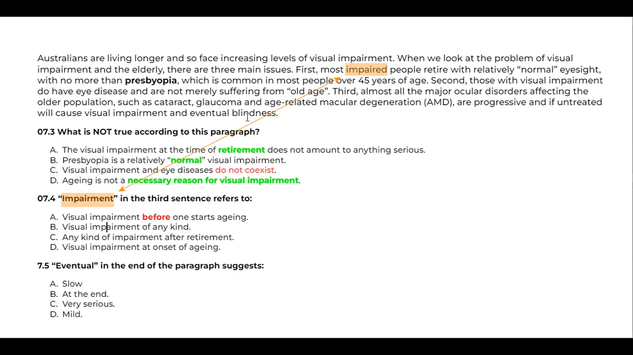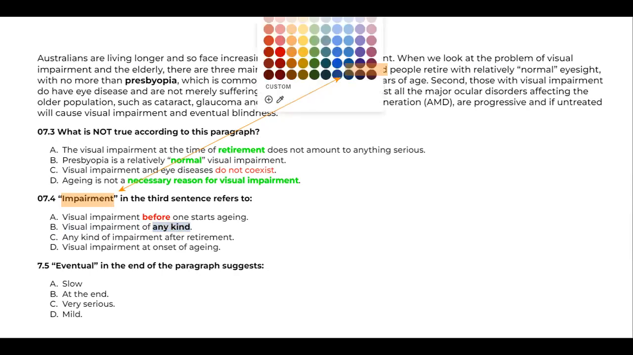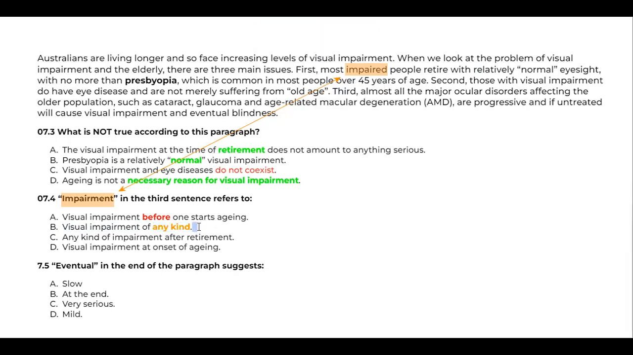Visual impairment of any kind? No, because we have very clearly said here visual impairment and the elderly. Visual impairment of any kind, is it correct? Any kind means visual impairment that affects the elderly is one kind, children is another kind, and adults is another kind. There are different kinds of impairment, age-wise and type-wise. So this answer may not be the correct answer, but let's keep it on the radar. We are not going to finalize it, but it has a chance of being in the last list.